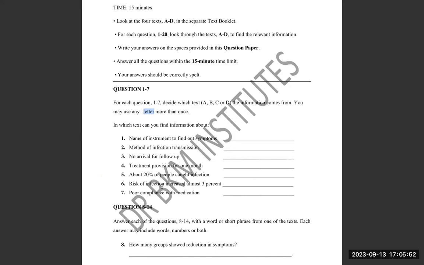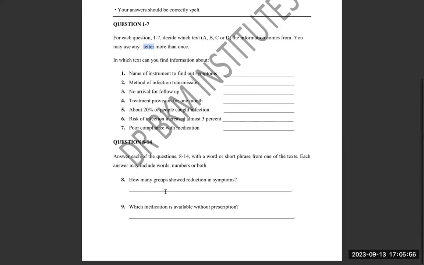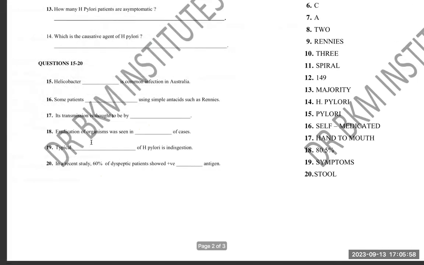Treatment provision for one done. 20% people infection done. Risk of infection that was done. Poor compliance with the medication was done. Whatever the flukes I made, 8 to 15, I did all those questions. So this is my final answer. I hope my 15 minutes would be over.